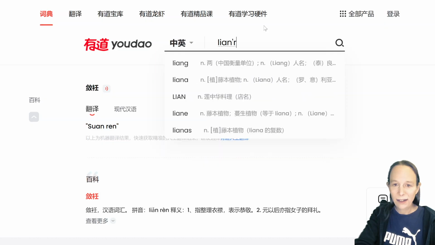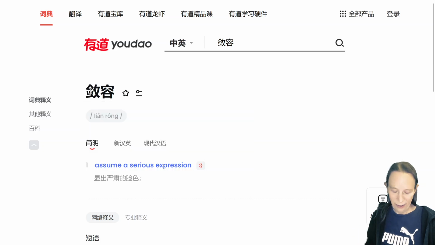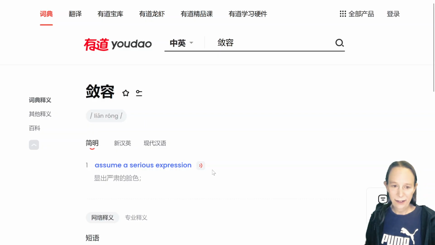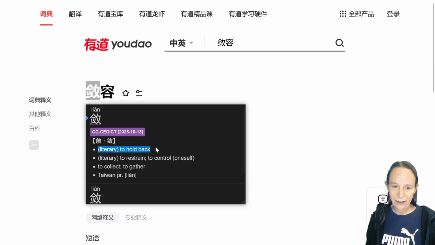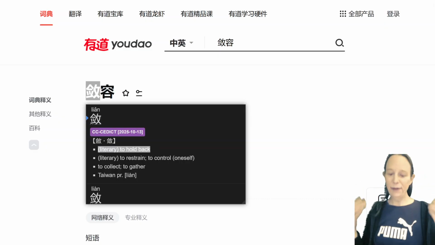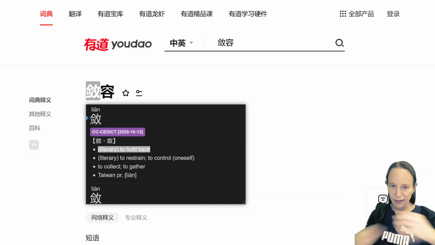Lian Rong. Oh, we saw this one. Lian Rong. So this is the two character one. 收起笑容，脸色变得严肃。I don't know why Lian is here. Hold back. Okay, so that's the first one, wasn't it? So hold back. All right.